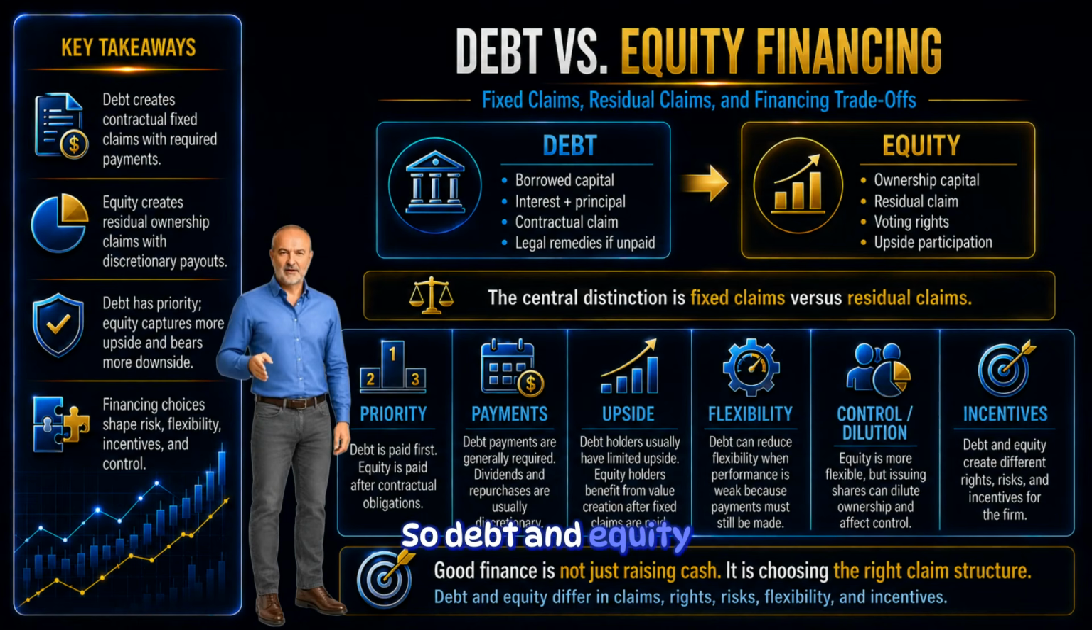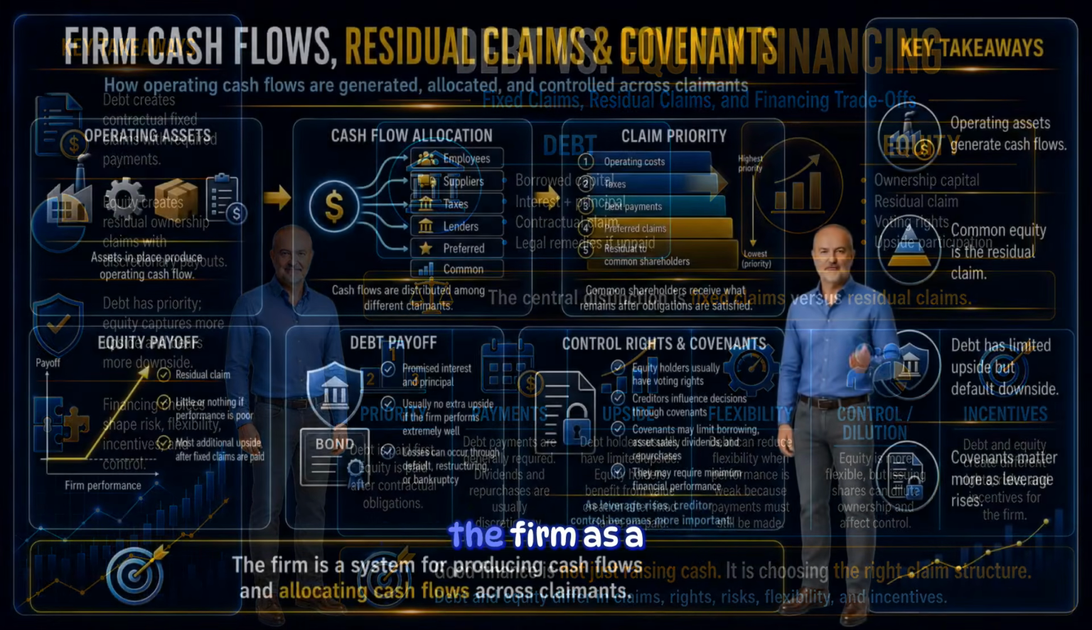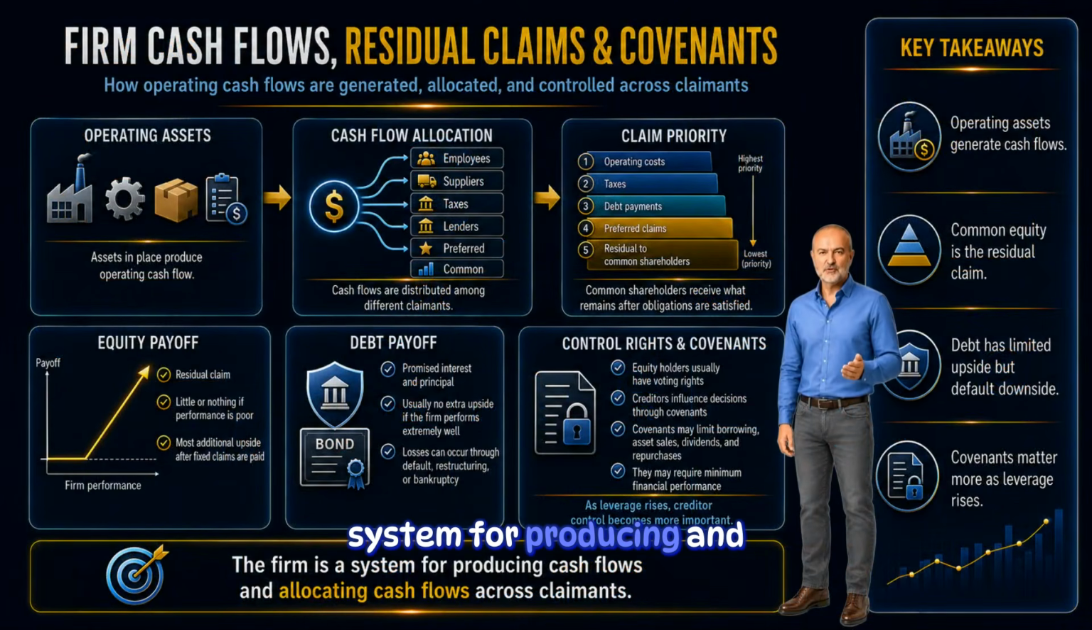So debt and equity are not simply different ways to raise cash. They create different claims, different rights, different risks, and different incentives. Let's now think about the firm as a system for producing and allocating cash flows. A firm's operating assets generate cash flows. Those cash flows must then be distributed among different claimants.